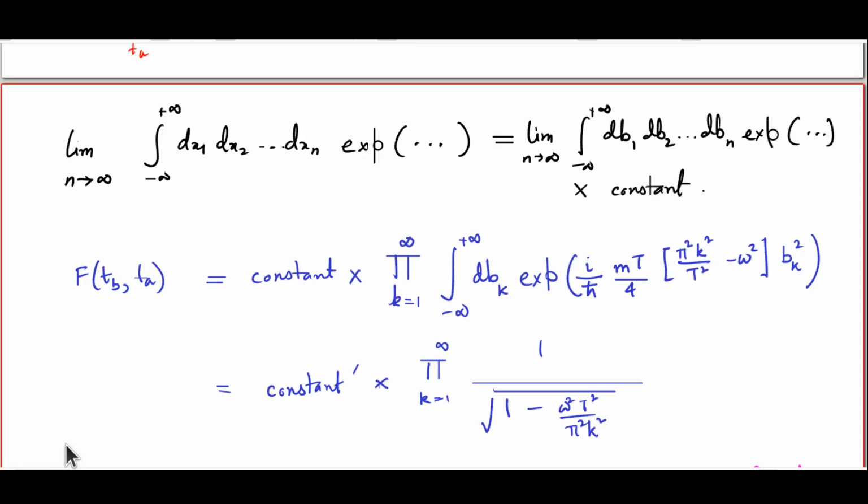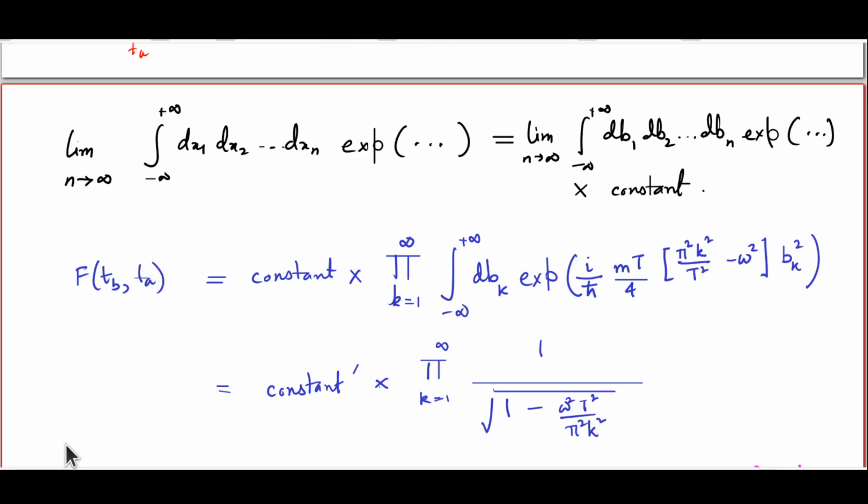And if you use the standard result, what you will get is 1 by square root of pi squared k squared by T squared minus omega squared, times several other factors. Now all these factors can be plugged together and you can push them into the constant. That's why I have deliberately written the constant now as constant with a prime. That indicates that this constant is not the same as the previous constant. Followed by an infinite product of 1 over square root of 1 minus omega squared T squared by pi squared k squared.